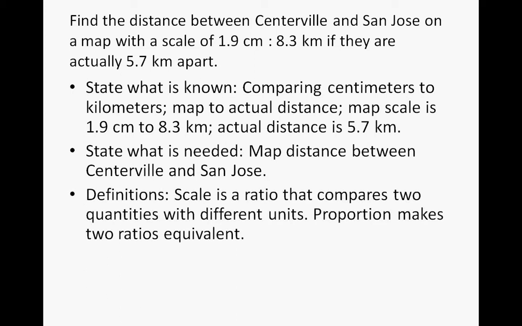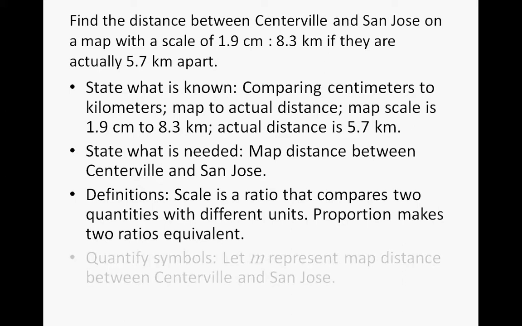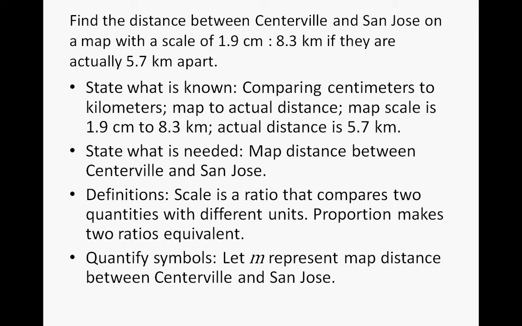So our definitions: scale is a ratio that compares two quantities with different units, and a proportion makes two ratios equivalent. So that's what we're going to be using. To quantify our symbols, we're going to let M represent the map distance between Centerville and San Jose. And again, you could use D for distance. It's up to you whatever symbol you want to use. All right, so the next step is to explain, set up, and solve the problem.